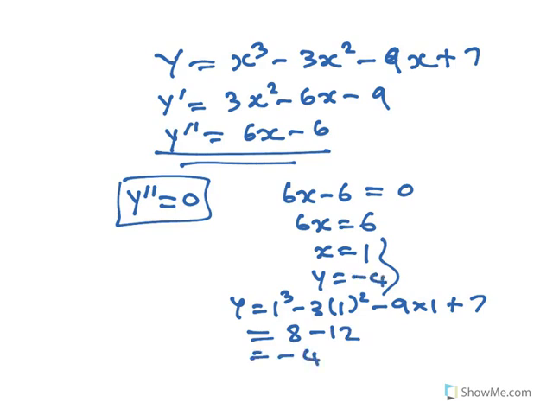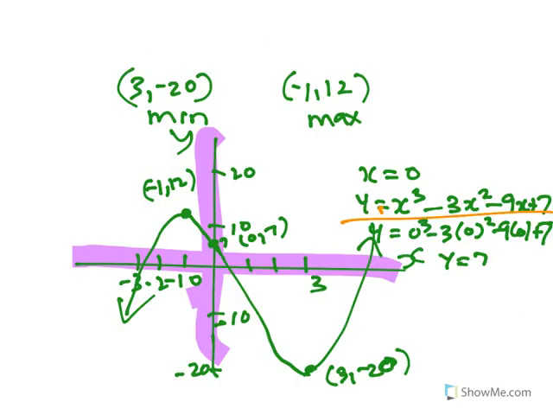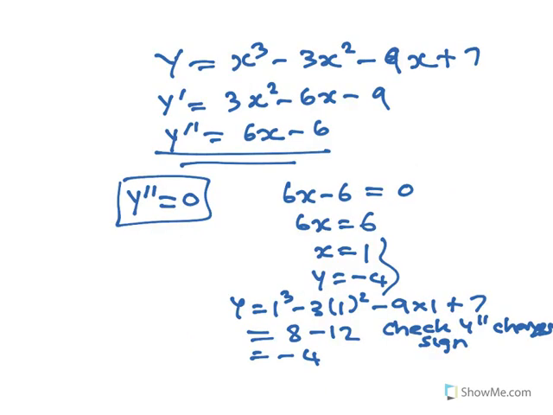Now, it's not good enough just to find the point of inflection. You have to check y double dash changes sign. Now, this is just the point of inflection that comes in between our two stationary points. If you go back to our curve here, when you go to 1, minus 4, that there is the point at which the curve goes from concave down to concave up. So it's important that we always check that it is actually changing concavity.